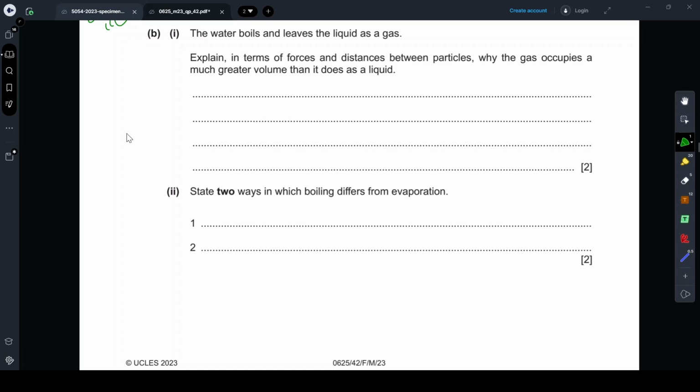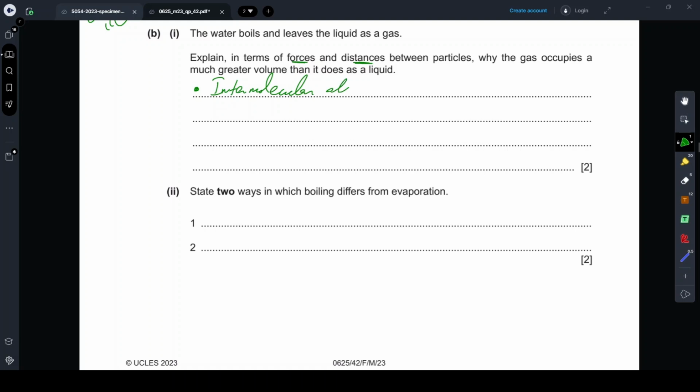Okay, the water boils and leaves the liquid as a gas. Explain in terms of forces and distances between particles why the gas occupies a much greater volume than it does as a liquid. So forces, that's 1 mark, and distances. Is it because gases have weaker intermolecular forces than liquids do? I think there's a better word for it. Negligible. Yeah, negligible forces of attraction.